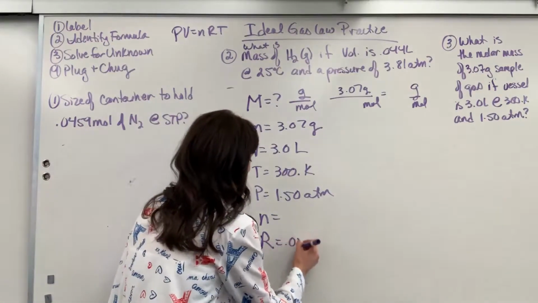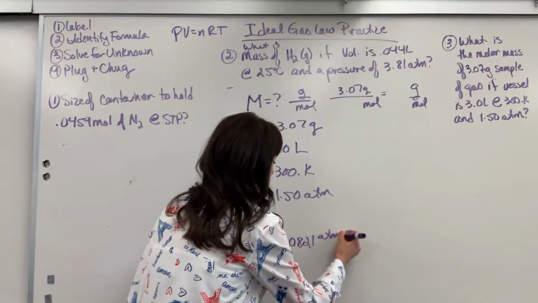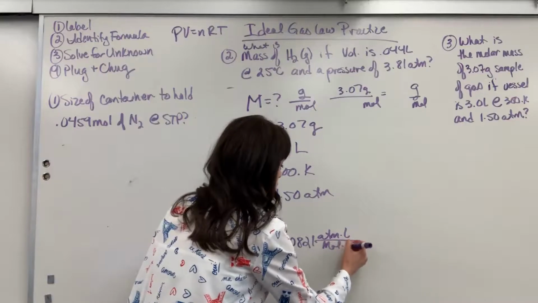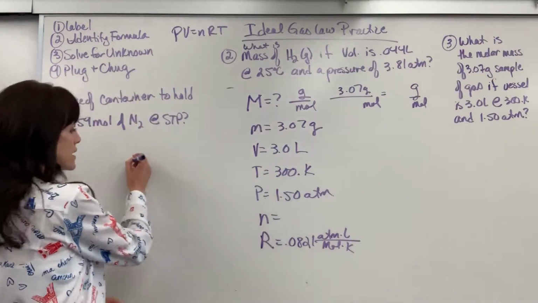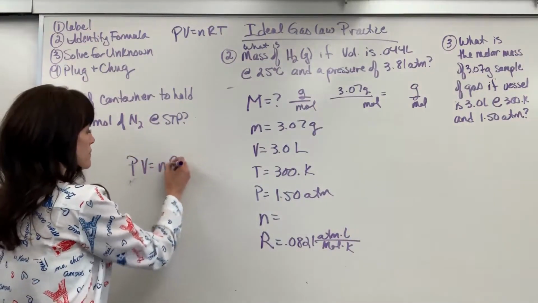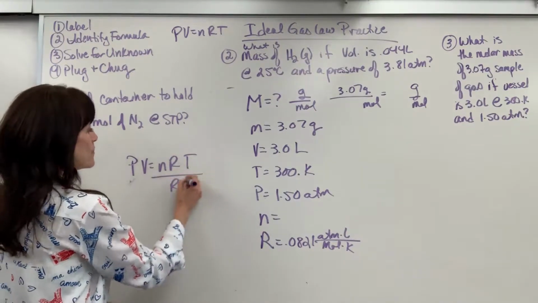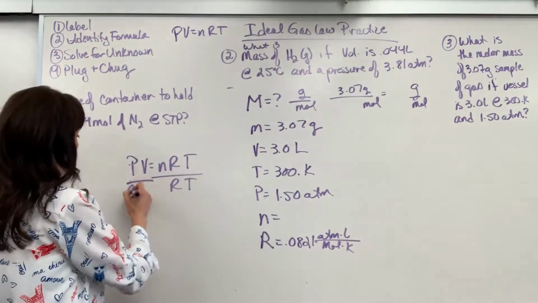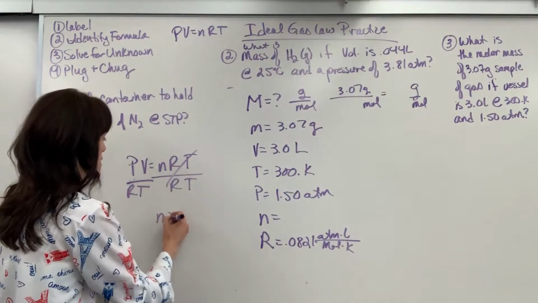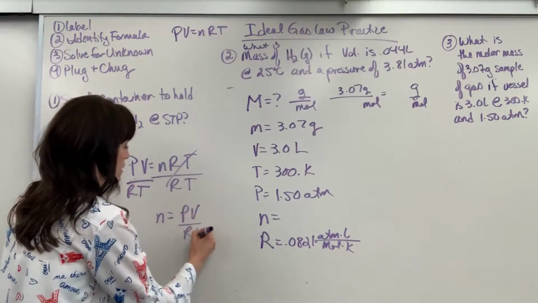Okay, so ideal gas law, let's add the gas constant to it. R is 0.0821 ATM times liter divided by mole times Kelvin. Let's go ahead and solve for N. PV equals nRT, divide both sides by RT, and we get N equals PV over RT.